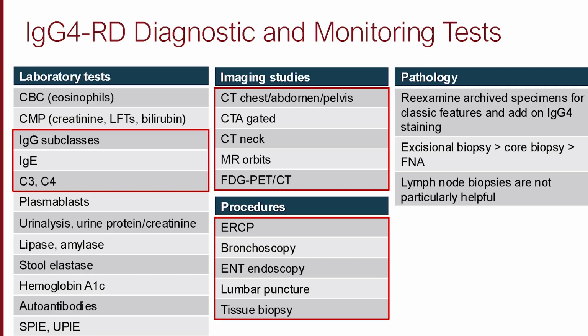But a gated study takes the picture every time the heart is in the exact point of the cardiac cycle, what we call mid-diastole, when it's relaxed and not contracting, not moving. And it does that at each slice at the exact moment. So the heart comes out very clear, and you can see the arteries around the heart, which can matter for certain patients. Most of the other imaging studies, CT neck, MRI orbits, typically require contrast.